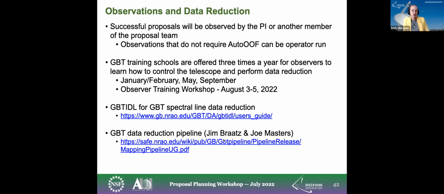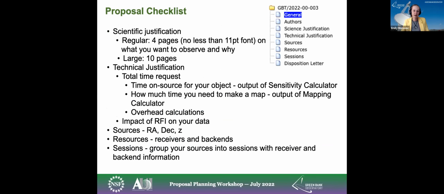And then there is GBT IDL, which you can use for spectral line data reduction. There are detailed instructions on how to use that. And there is also a data reduction pipeline that you can use.